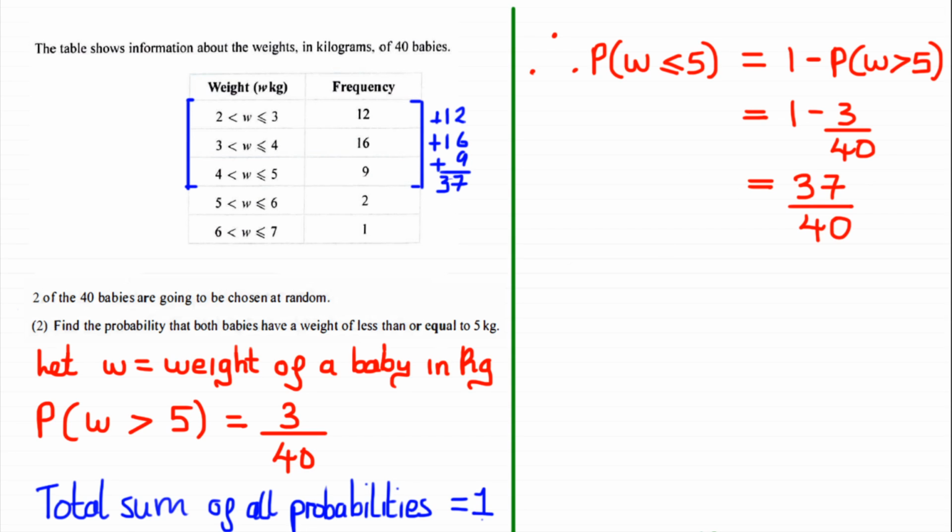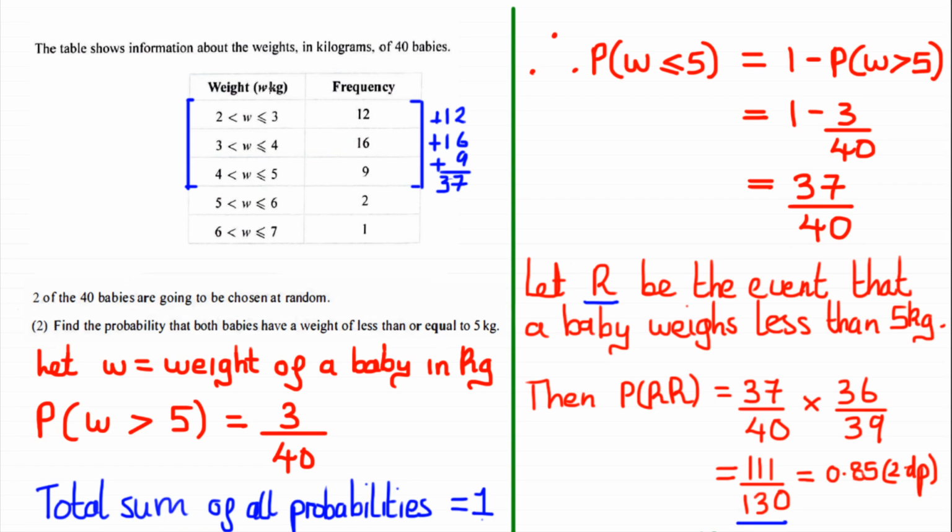Initially a lot of you came up with this answer, 37 out of 40. But if you read the question, you'd see that we're told that 2 of the babies are chosen. So you've got to be careful. We've got a sample of 40 babies and 2 have been chosen. 2 have been removed from that sample. So what's going to happen to the sample space? It's going to change.